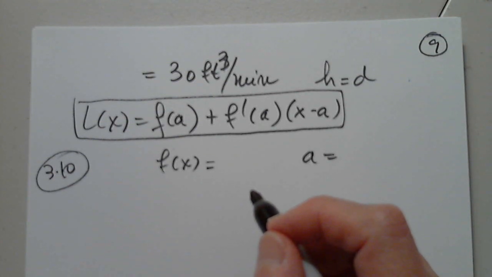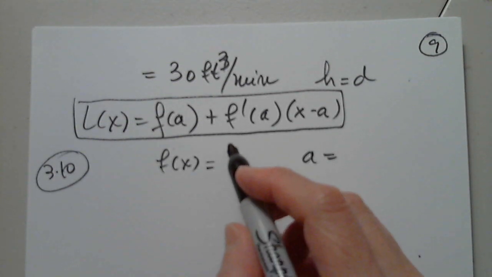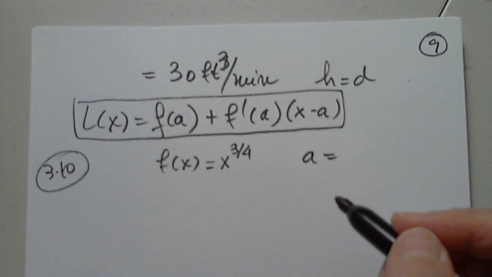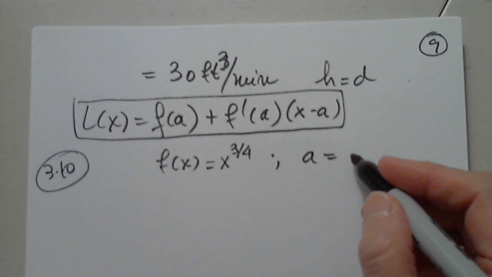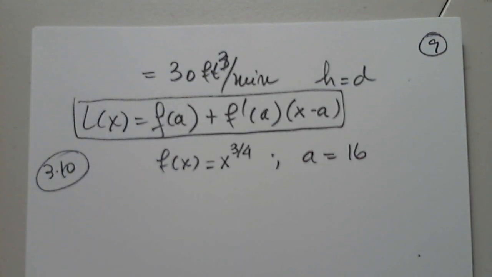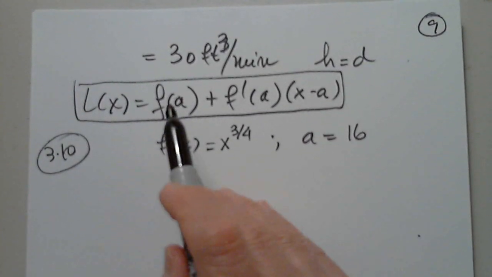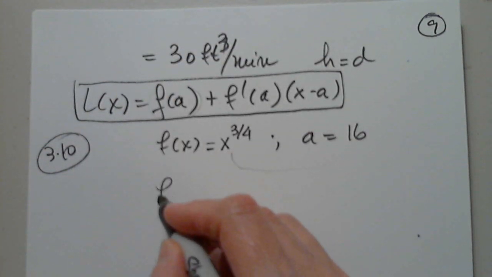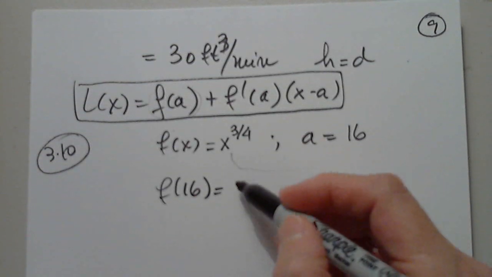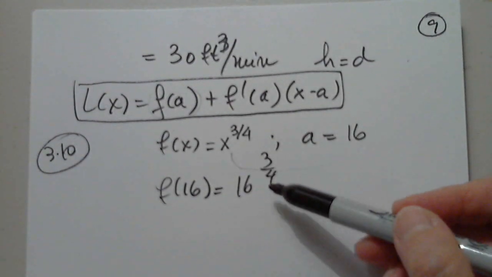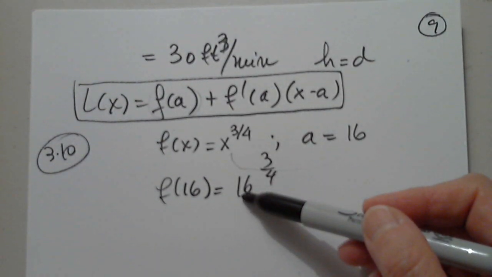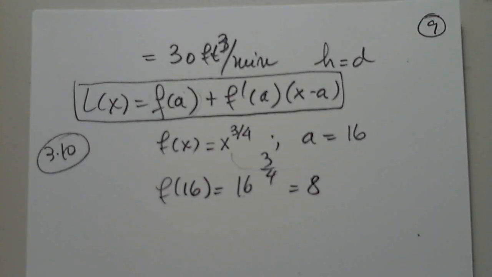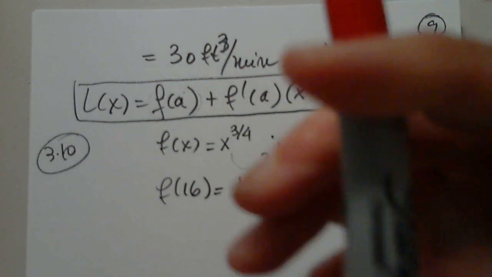It's f of x equals x to the power of 3 over 4, and then a equals 16. Perfect. I just wanted to go over how to do it again. Sure. So first of all, let's find f of a. So I have to plug in 16 here. So f of 16 will be 16 to 3 over 4. The fourth root of 16 is 2, and 2 to the third is 8. So I found this piece, which is 8.